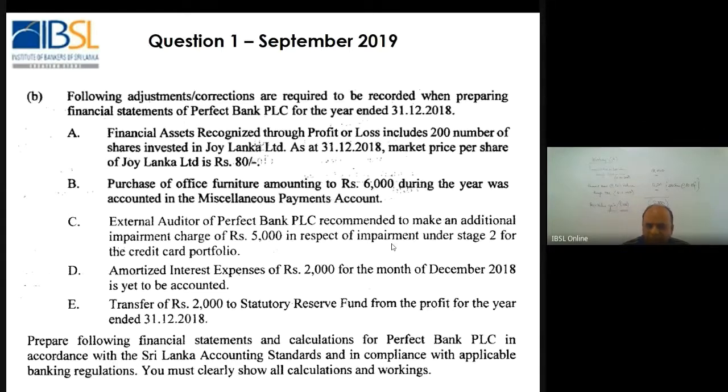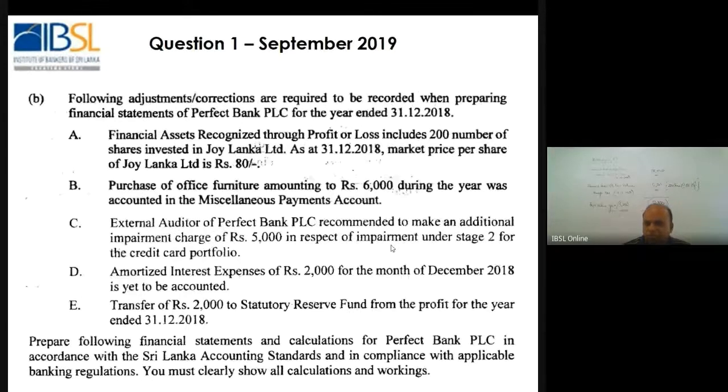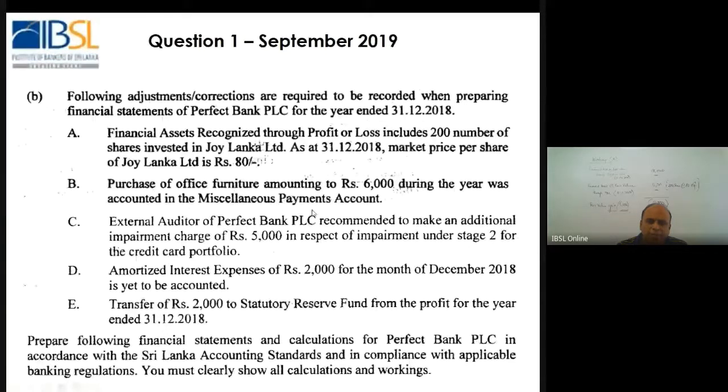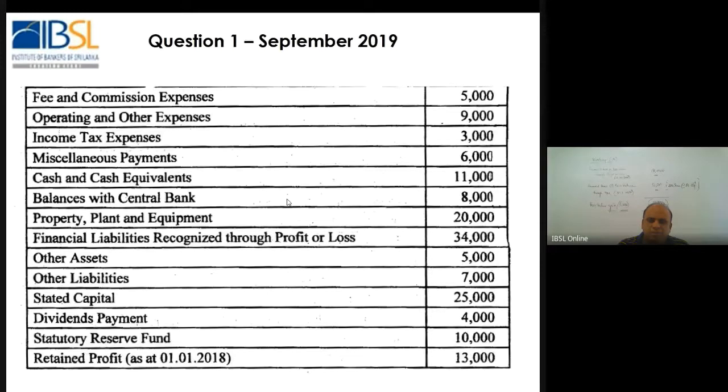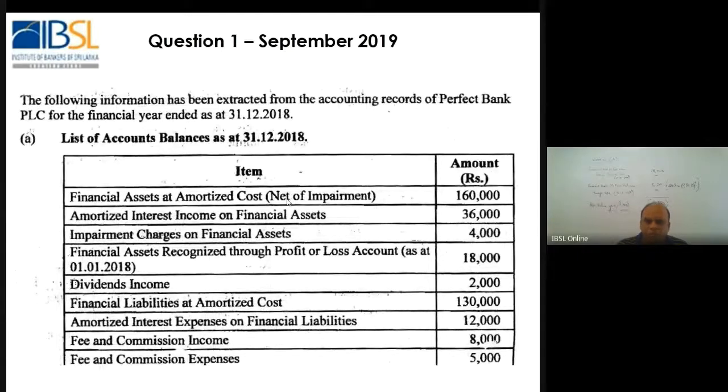Now what they have done is they say purchase of office furniture amounting to 6,000 during the year was accounted in the miscellaneous payments account. Now their mistake here is instead of going and debiting the office furniture account, they have gone and debited the miscellaneous payment account. Now why is this given? Let's go back to the trial balance. So look at the trial balance and see whether you have something to say that office furniture or fixed asset, something.